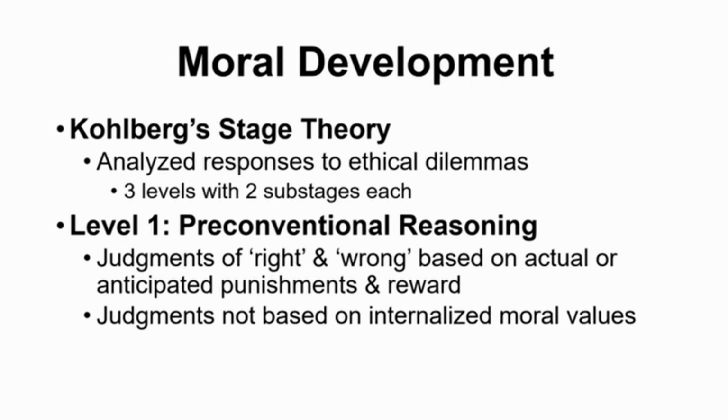So if you did something and got punished for it, that thing is now labeled as wrong in your mind. If you do something and get praised for it, then that's the right thing to do. So a lot of our judgments of good and bad, right and wrong, comes from our parents and our own experiences. So we really don't have any internalized moral values. We're really not thinking for ourselves at this point. We are relying on other people to say, you can do this, you can't do that, and those are the rules that we follow.